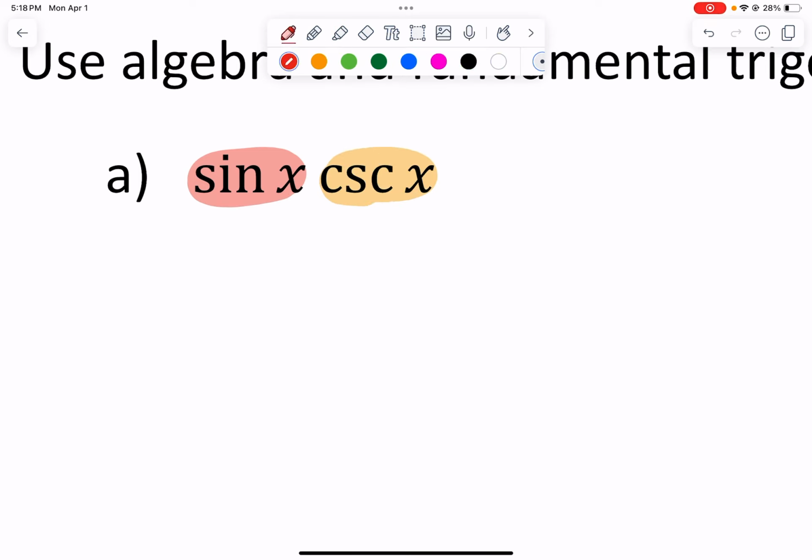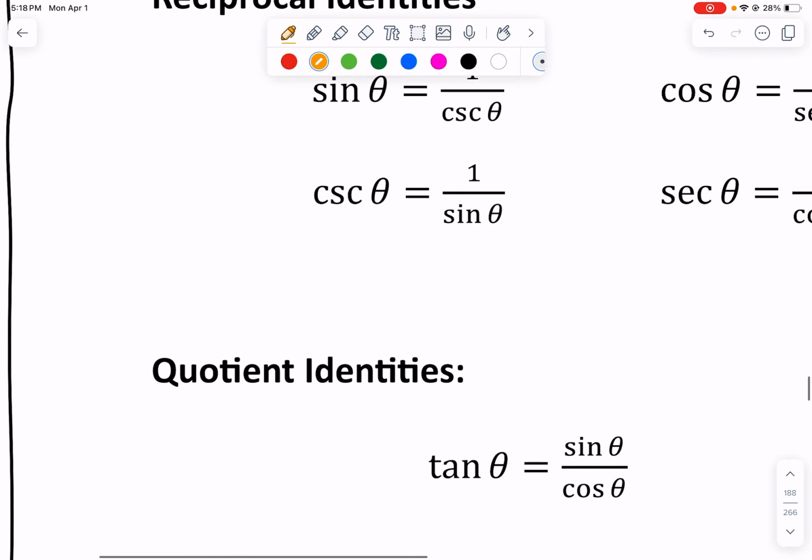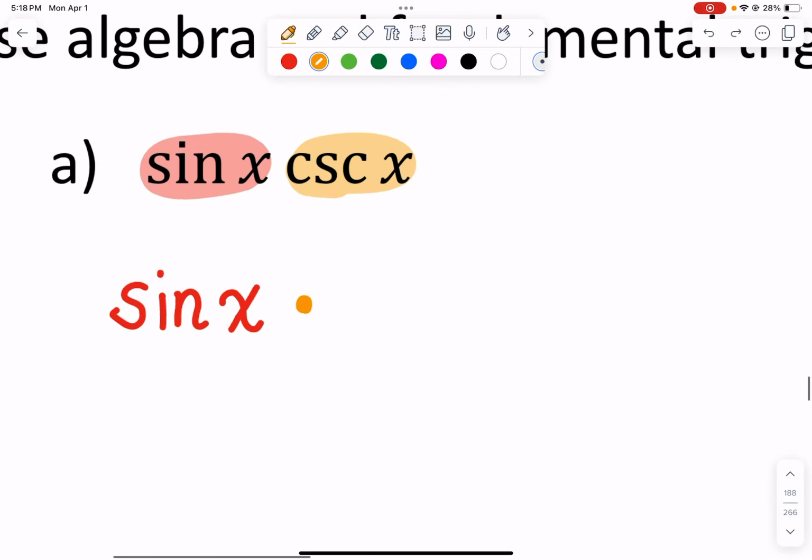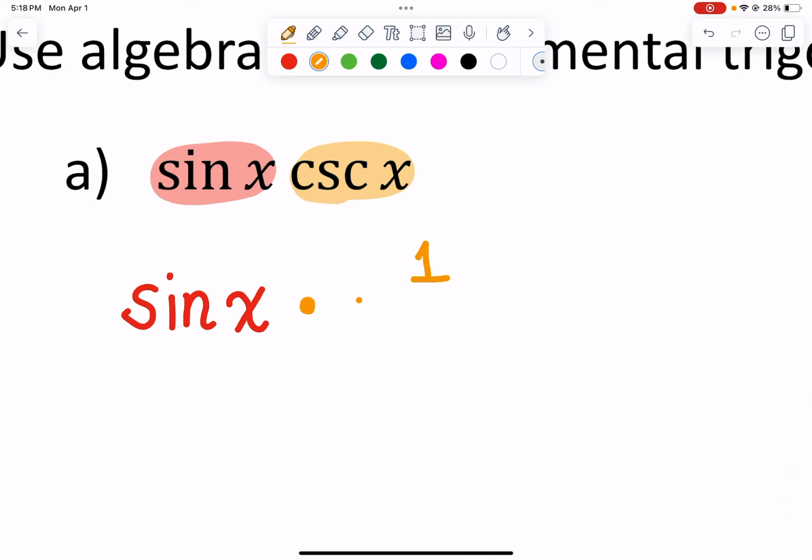Whenever you see sine or cosine, leave them alone. So leave sine x exactly the same, but change that cosecant to what? Now I'm going to zoom out and show you what cosecant x is. Remember, cosecant x is 1 over sine x. So I'm going to write that. Instead of cosecant x, write down you are multiplying by 1 over sine x. And notice what happened to the signs here. Signs will cancel out. So the final answer is just 1.